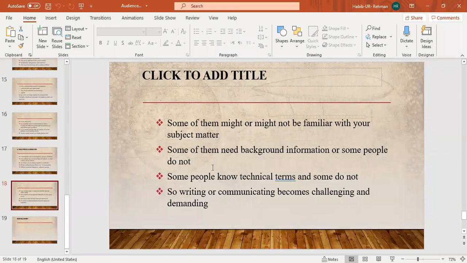But if there are some laypersons in your audience, how would you communicate in a way that caters to their needs as well? So writing to or communicating with multiple audiences becomes a bit challenging or demanding.